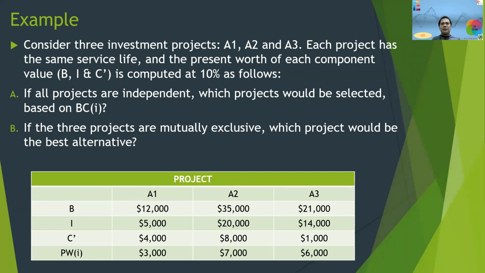So already in this type of problem, you are provided with the B, the I, and the C hat. If you look at the present worth of all of the alternatives, basically A2 will give you the decision, because it will give you the highest present worth. Okay? That's present worth.